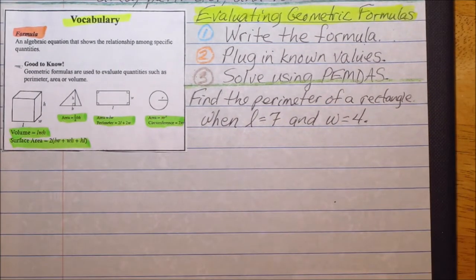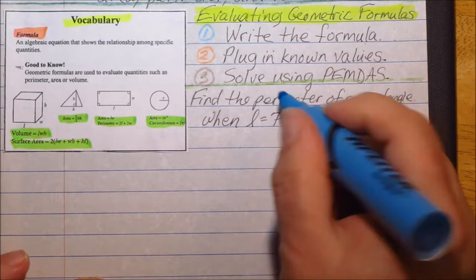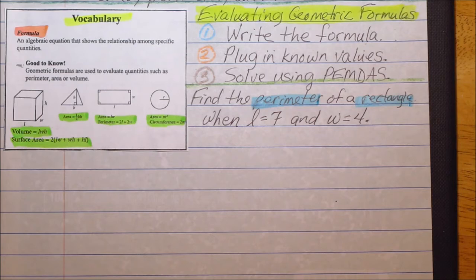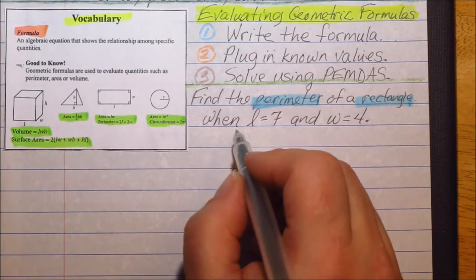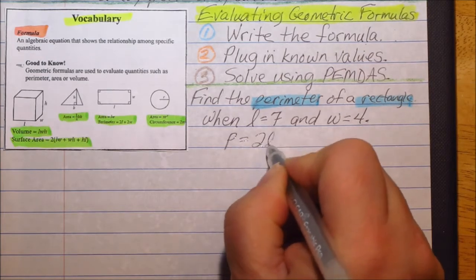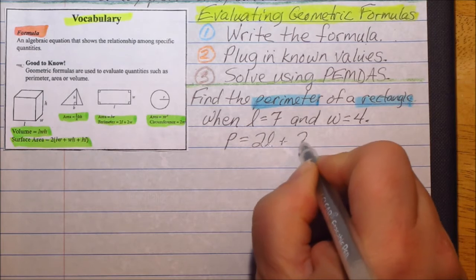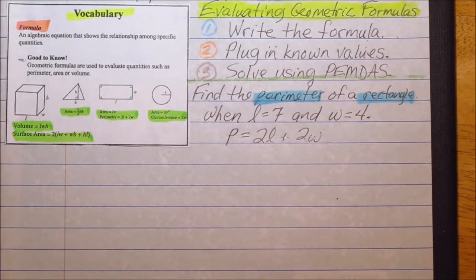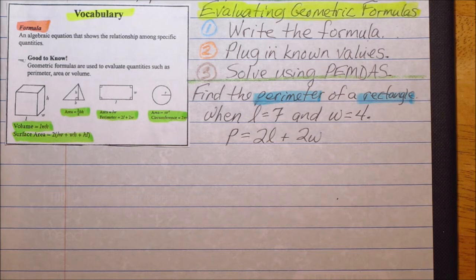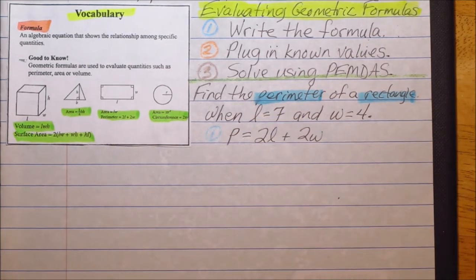Well, first I'm going to take my blue one. What are we doing here? We're doing perimeter of a rectangle. Okay. All right. So, my formula for the perimeter of a rectangle is P equals 2L plus 2W. And that should make sense, because if I'm finding the perimeter of a rectangle, I need 2 of the lengths and 2 of the widths. And I add those together, correct? That's how we get this formula. So that's my step 1, writing the formula.